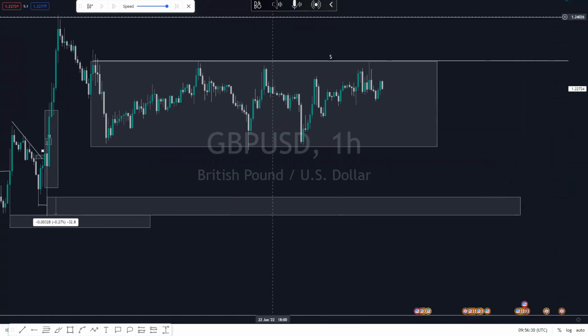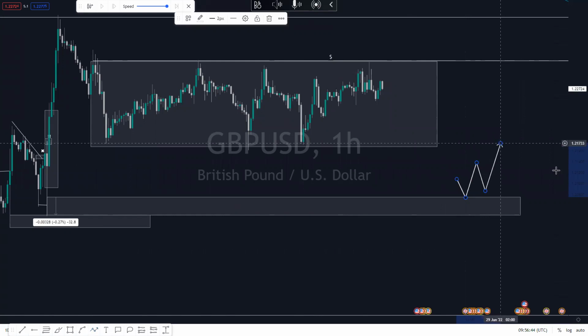Let me just remove this. Okay, so I'm going to be expecting something like this. Now, imagine price coming down to this particular region here to touch this, then moves up a bit, then comes back to this particular level to create a sponsor candle and start going up. Now, this is what I'm going to be waiting for in the market.